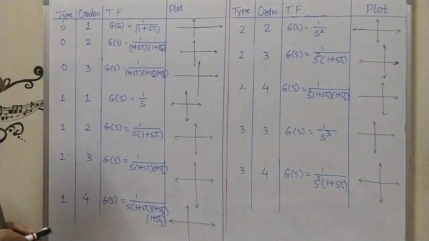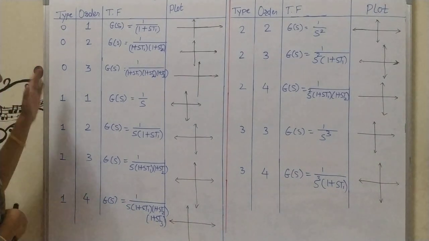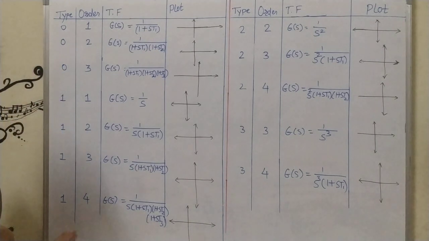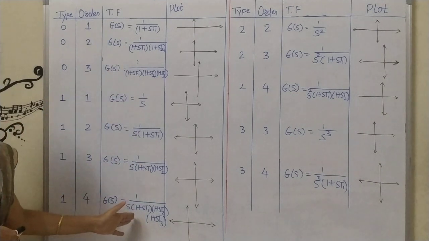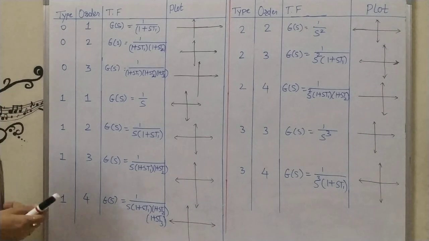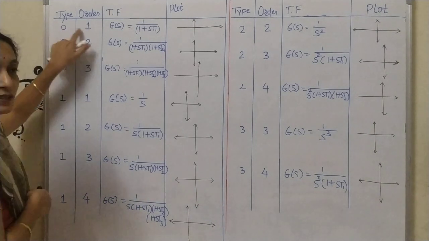Here I have prepared a table. In the table 4 columns are there. First column is type of the system, second is order of the system. Here I have written the transfer function, and here I will draw the rough nature of the polar plot. Look at this. Here I am saying type 0 order 1.